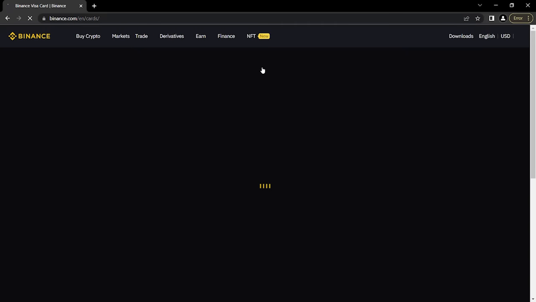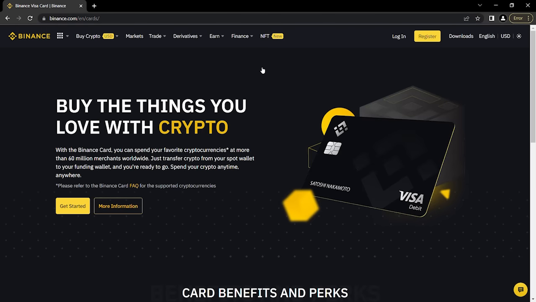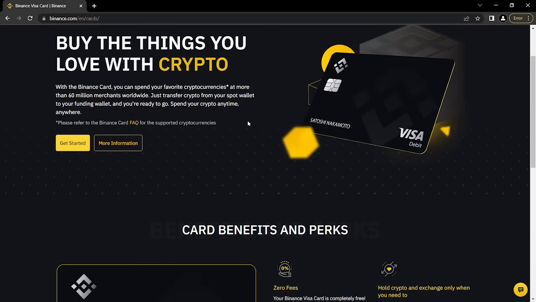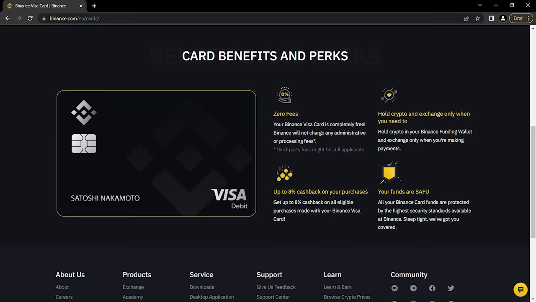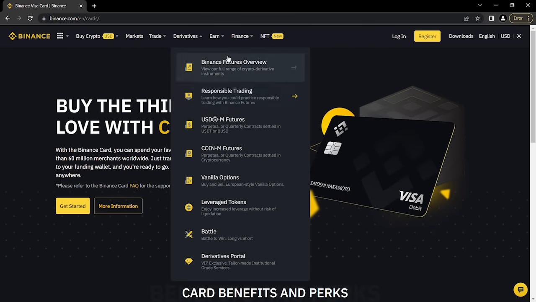Finance, Binance Visa Card. Here you can buy the things you love with crypto. Here are the benefits and perks of this Visa card: you have zero fee, meaning no administrative fee or processing fee, and hold crypto in exchange only when you need, and others.